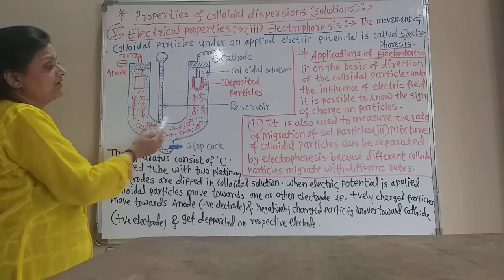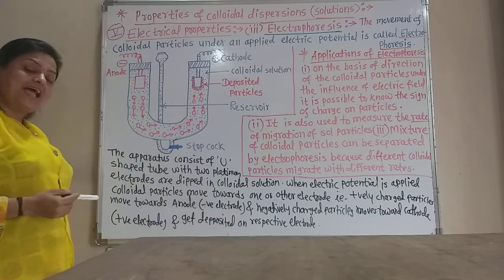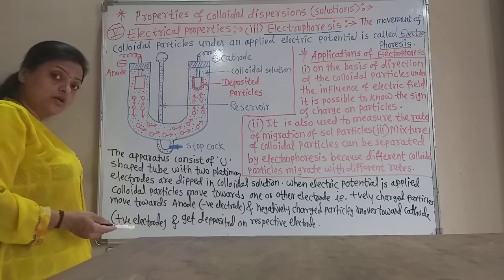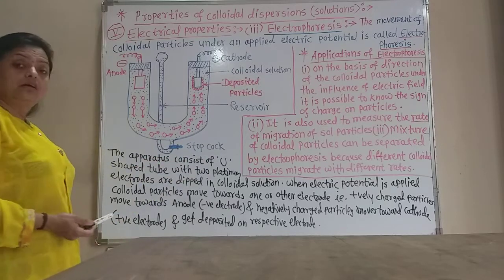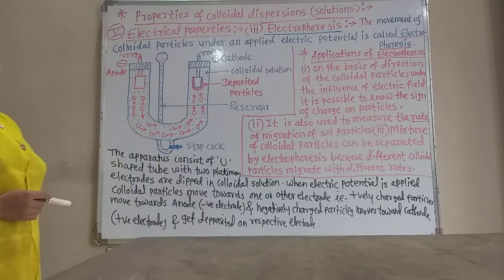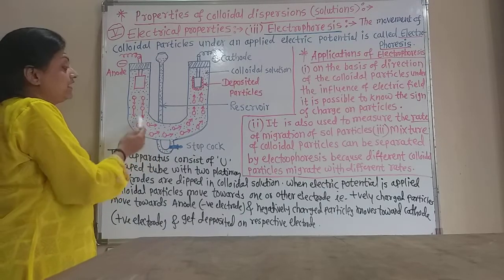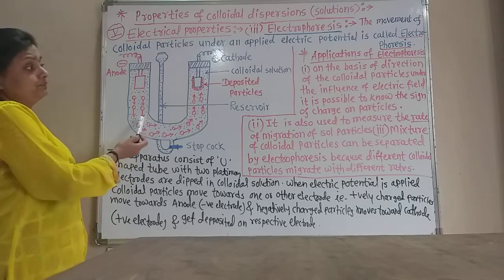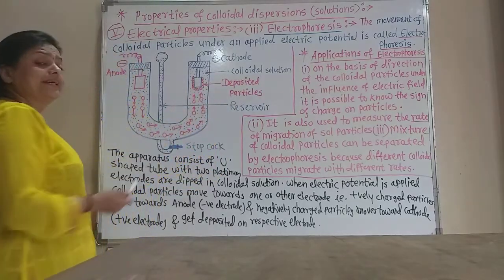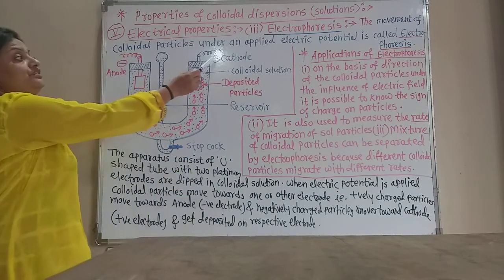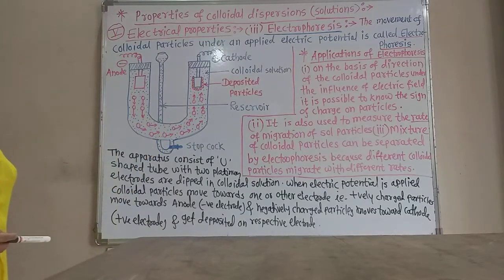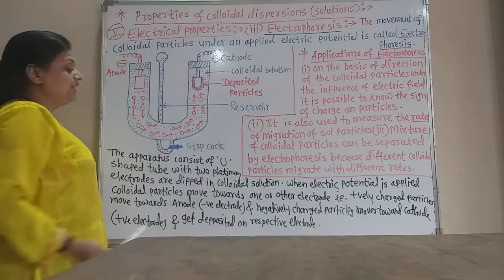Here this is the reservoir through which we can add the colloidal dispersion, and this is the stopcock from which we can stop this addition of the colloidal solution from the reservoir into this U-tube. Now this is the colloidal solution. These are the deposited particles on the cathode, that is the positively charged electrode. So definitely these particles are negatively charged particles and they get deposited here.